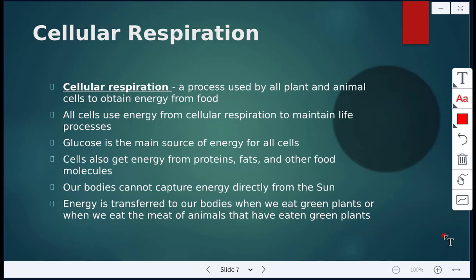Like we said before, our bodies cannot capture the energy directly from the sun. We have to eat the plants, or we have to eat the meat of animals that have eaten green plants, the herbivores.